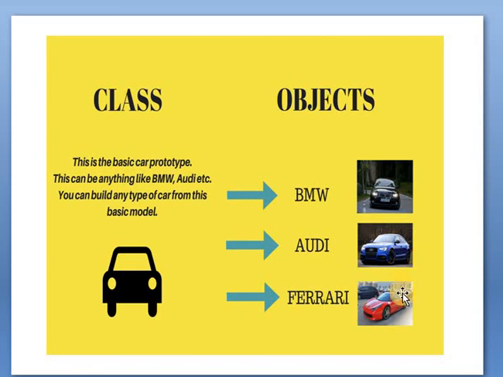The basic characteristics of these objects are same. So class is a blueprint. You can build any type of car from this basic model. This is the basic model. By using this we can create or develop any type of object like BMW, Audi and Ferrari.